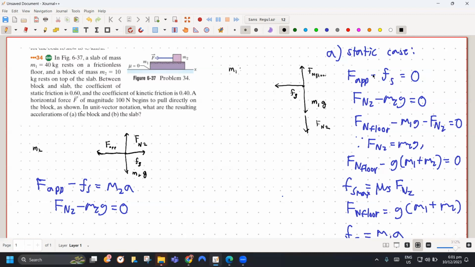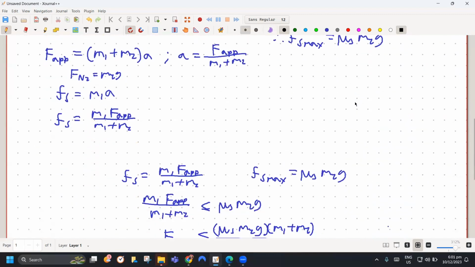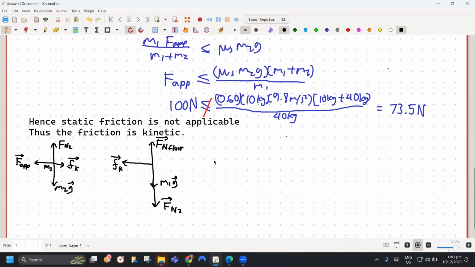Teka, kailangan mo i-set up yung equations mo for the kinetic case. Hindi dapat pareho na acceleration. So, bigyan mo ng pangalan, A1, A2, yung accelerations ng block 1 at saka block 2.